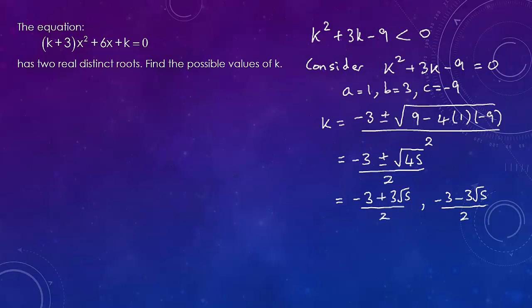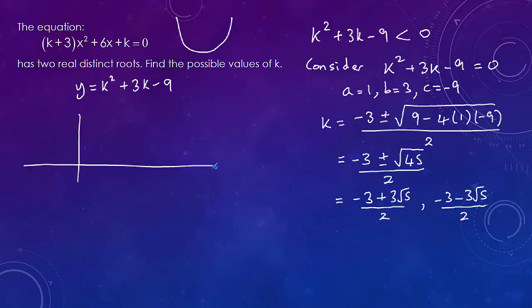Now, if we were to graph y equals k squared plus 3k minus 9, because the k squared term is positive, we have a happy curve. These solutions tell us that it would cross the k-axis at -3 add 3 root 5 over 2, and -3 take away 3 root 5 over 2. So it would look something like this.